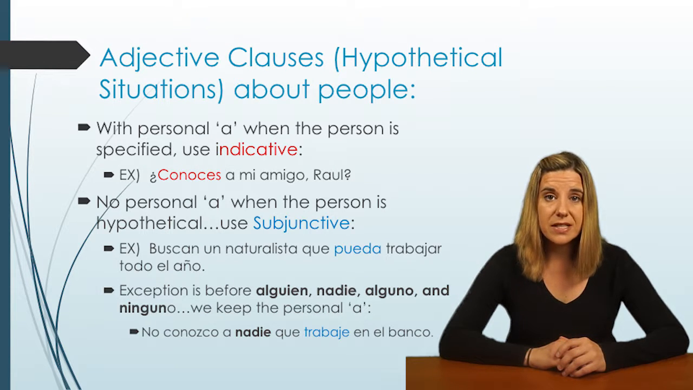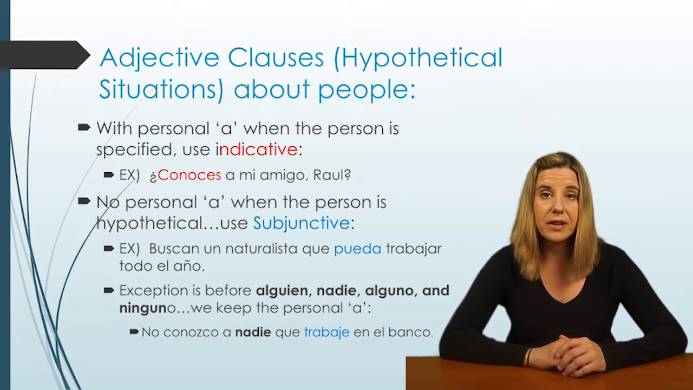Sometimes adjective clauses are about a person. With the personal a, the person is specified. Use the indicative. We've seen this kind of example before. Conozco a mi amigo Raúl. Do you know my friend Raúl? In this case, the person is specified. We're talking about my friend Raúl. We don't need the subjunctive because this person really exists.